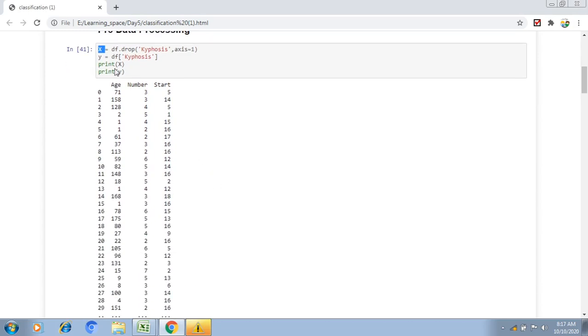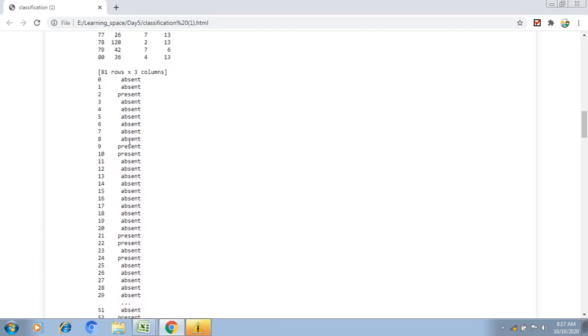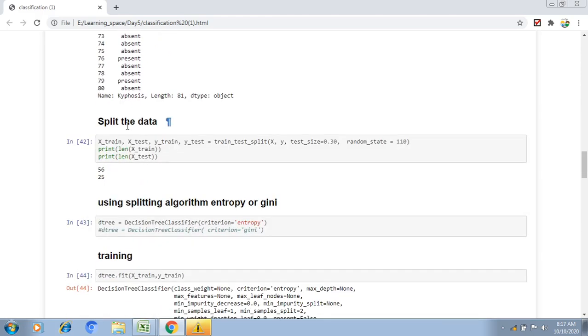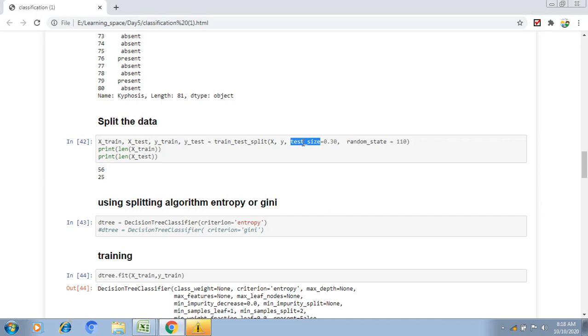Here I'm printing the x. What is x and what is y? Age, start, number: these three are my x coordinate. This is my y coordinate, absent, present. Here we need to split the data. I know what is x and what is y. We need to pass to this method train test split what is my x, what is my y. And here the test size, I'm mentioning my test size is 30%. The remaining 30% I'm using for the test, and for the training I'm using 70%.